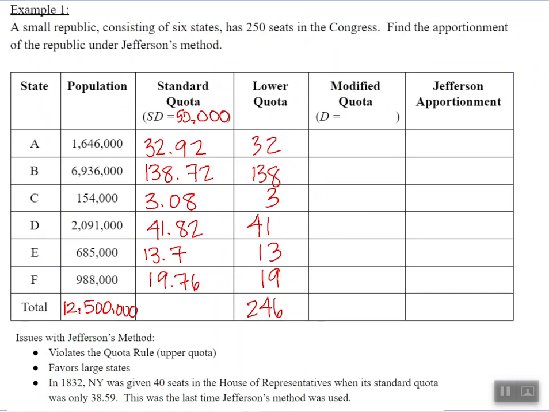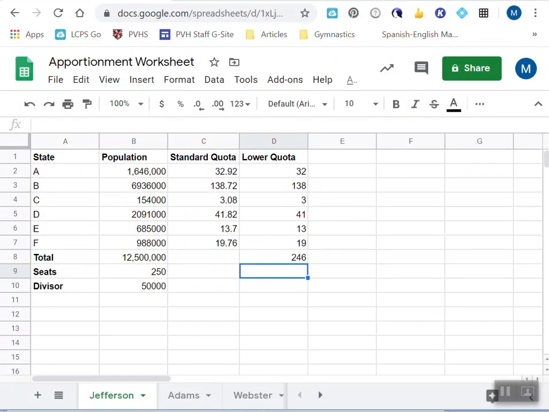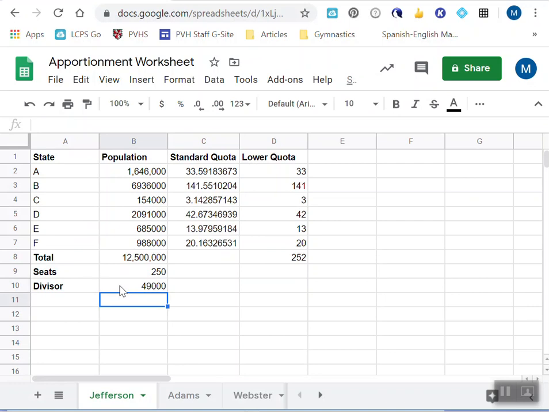So far, everything we've done is the same as Hamilton's method. So here's where it gets a bit tricky and where the spreadsheets definitely help. Jefferson's method says we are going to change our divisor. It says that the modified divisor will always be less than the standard divisor. So I'm going to choose a number that's a little bit lower. I'm going to say 49,000. And when I hit enter, it's going to do all of the math for me. And the number that I really need to pay attention to is this one.